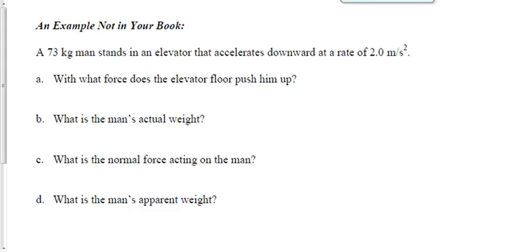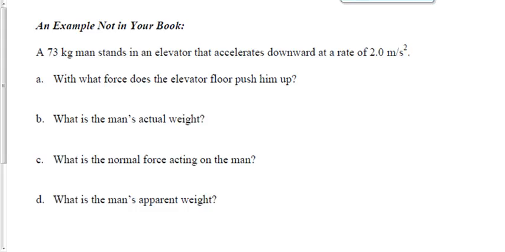And the best way to illustrate this is with an example. There's no notes to copy down because it's really the same thing as we've been doing. It's just a different context for using the techniques that we've been using here. All right, the question says a 73-kilogram man stands in an elevator that accelerates downward at a rate of 2.0 meters per second squared. So picture this.